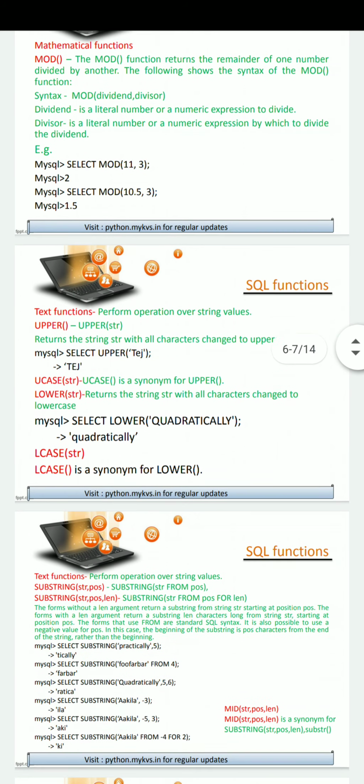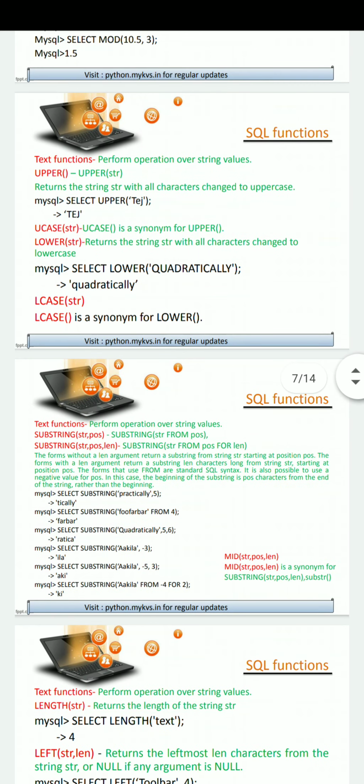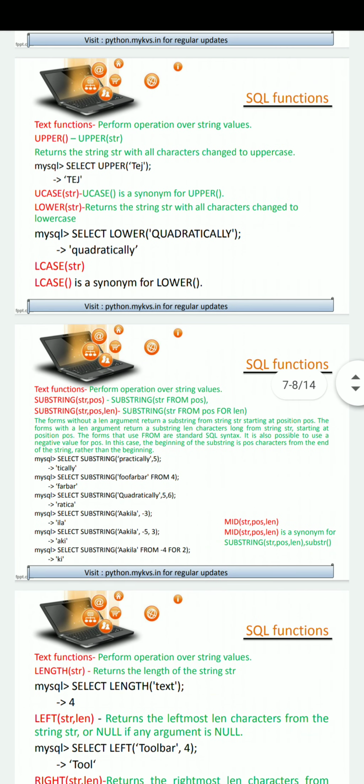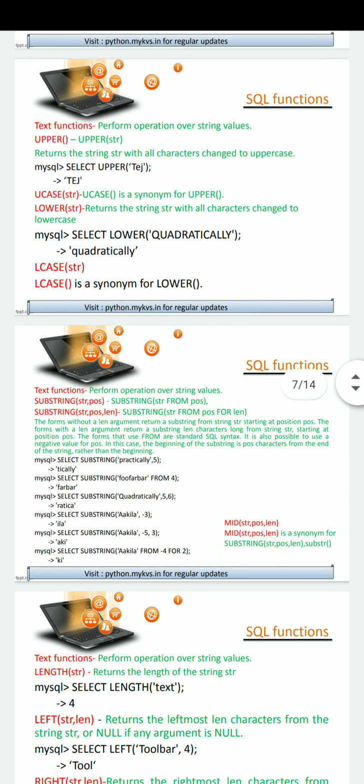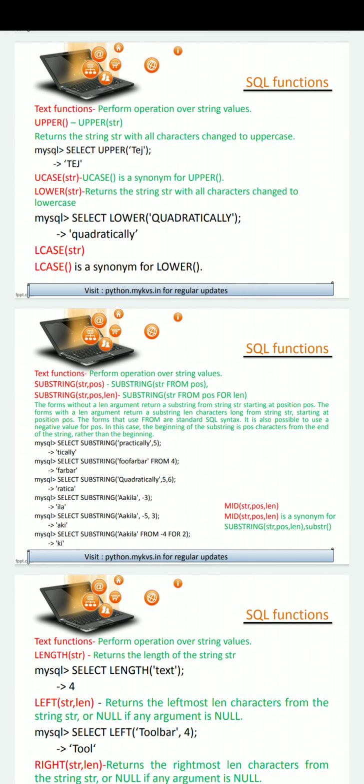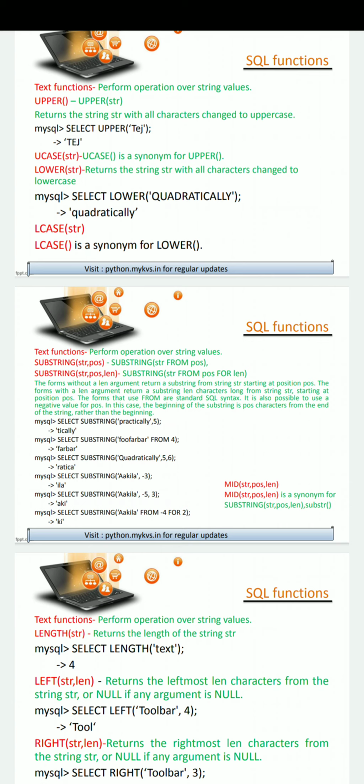Next function category is text function, or we can say string function. Functions of MySQL or SQL which are applied over string value or text value enclosed in single quotes or double quotes, and perform some operation over those values and return some result, are known as text functions. In this study material, we have included only those functions which are in our syllabus.